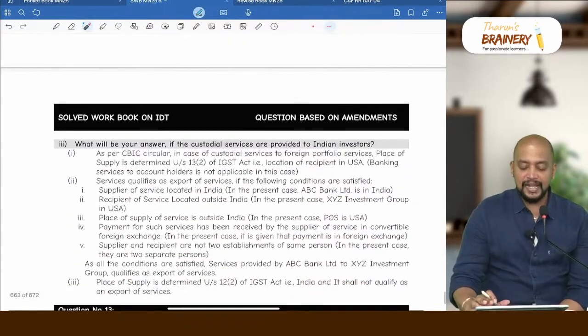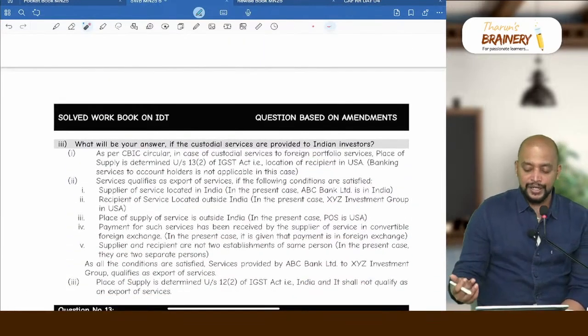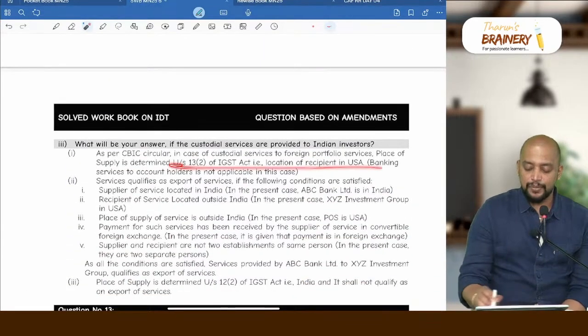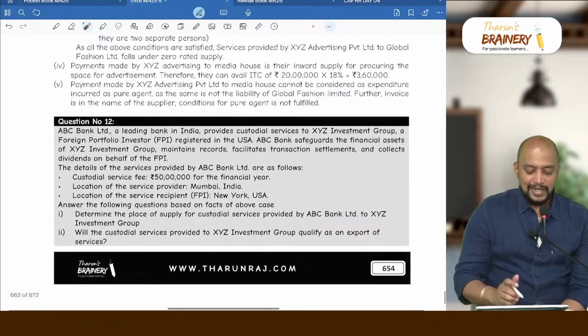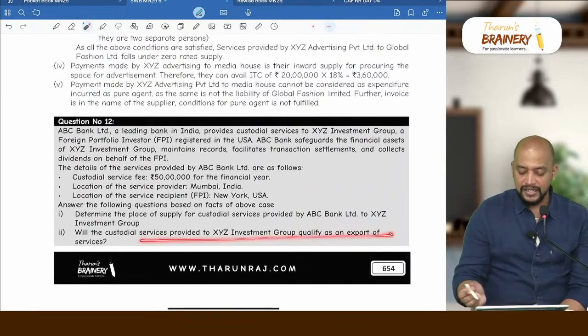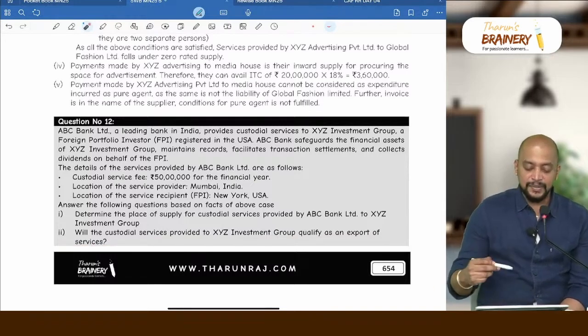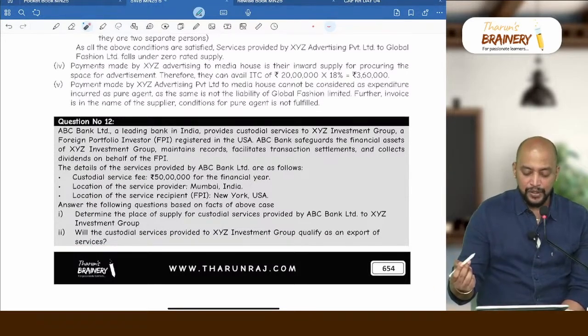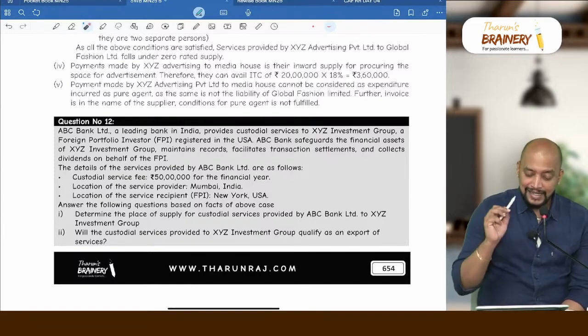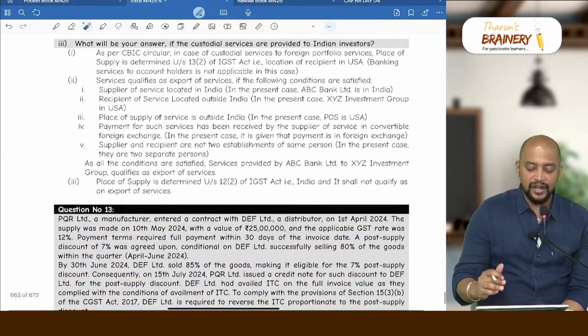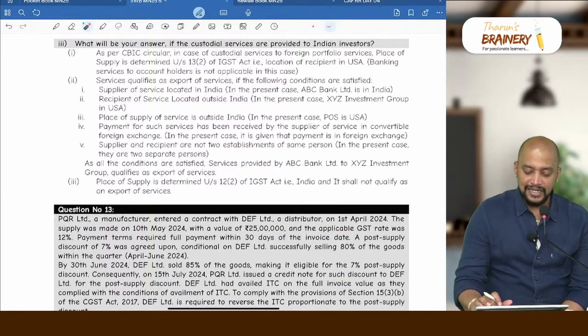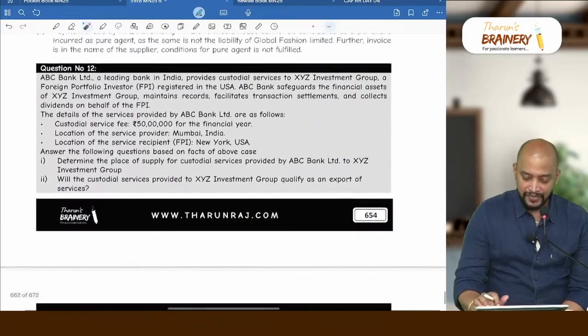Definitely it is not banking services to account holders. So due to that reason it will be general provision. So USA will be taken. Then will the custodial services qualify as export of service? Yes. Supplier in India, recipient outside India, place of supply outside India, and is the custodial fee in convertible foreign exchange? Is it given that it is in foreign exchange?